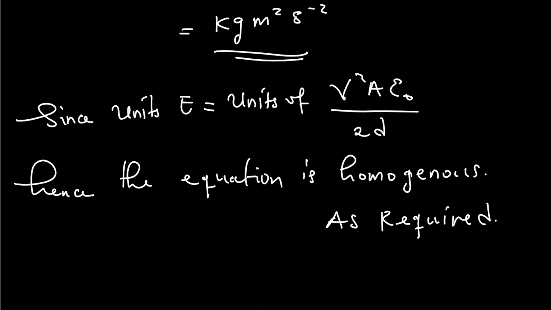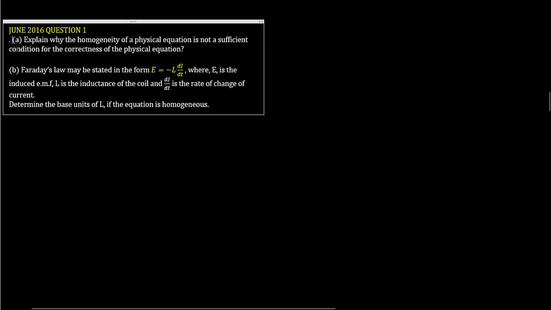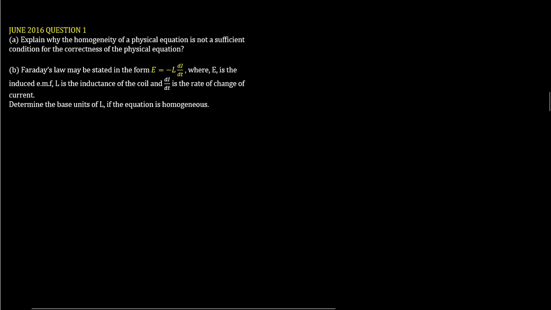Okay, now let's proceed with 2016. 2016 says, explain why the homogeneity of a physical equation is not a sufficient condition for the correctness of the physical equation. It is simply because of the presence or absence of dimensionless constants. And also the method of homogeneity of physical equations is not able to tell us if trig functions such as sine, cosine, tangent, or logarithmic or exponential functions are present in a given equation, since all of them are unitless.